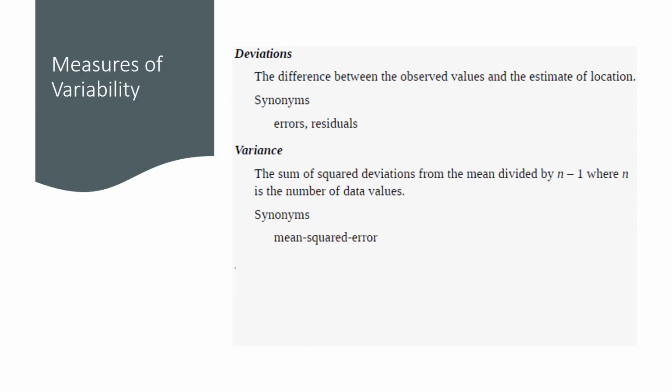And the next measure of variability is called variance. Once you have your deviations or errors calculated, you square those errors, take the sum of all those squared deviations, and divide that by n-1. So if you have n data points, you need to divide that sum of squared deviations by n-1 to get the variance. Why do we have to divide by n-1?